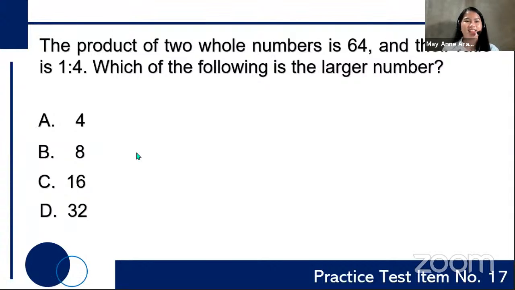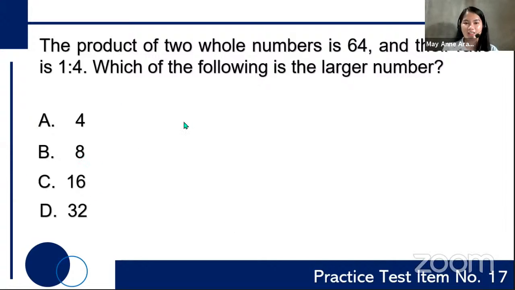Okay, 16. Just looking at the given options, di ba? The number that simplified, the answer is 1/4 or 1:4. So, clearly, hindi na 4 yung answer since larger number nga. And for 8 naman, di ba, 8 times 8 is 64, so this is also not the answer. And for 32 naman, di ba, 32 times 2 is 64, and the ratio of 2 is to 32 is not 1:4. Therefore, the answer is 16.